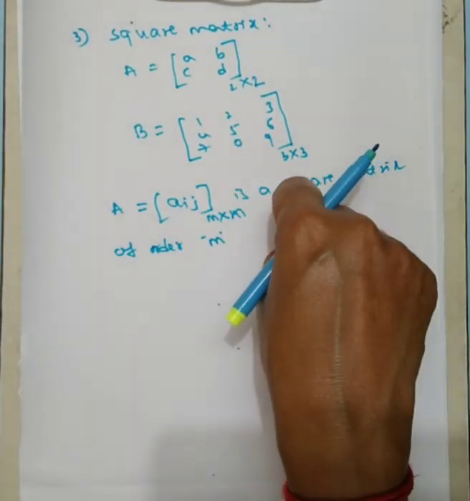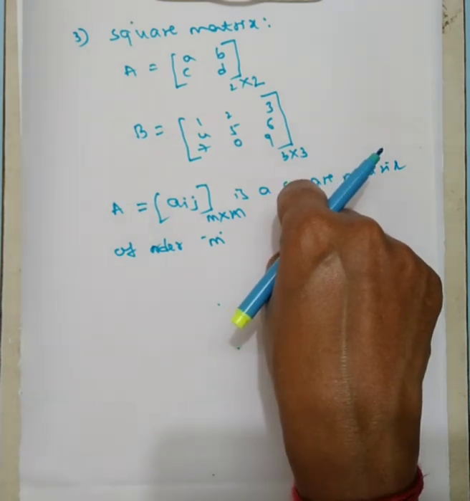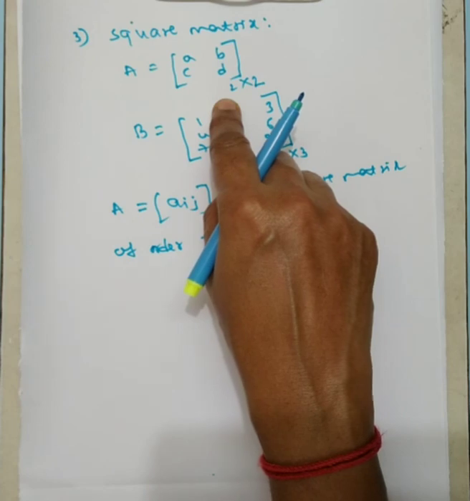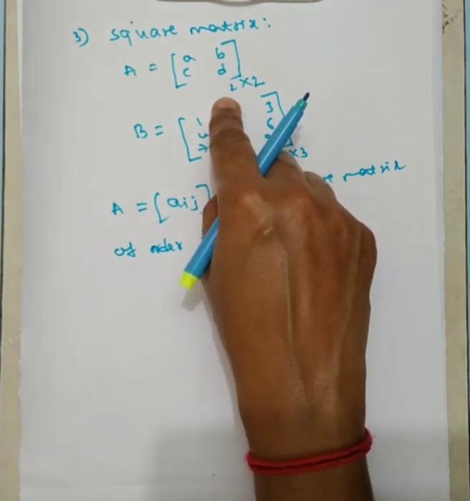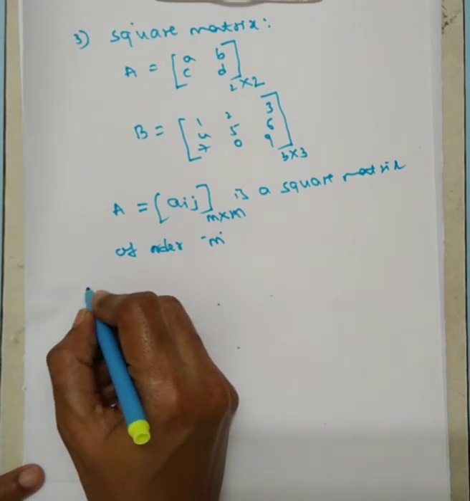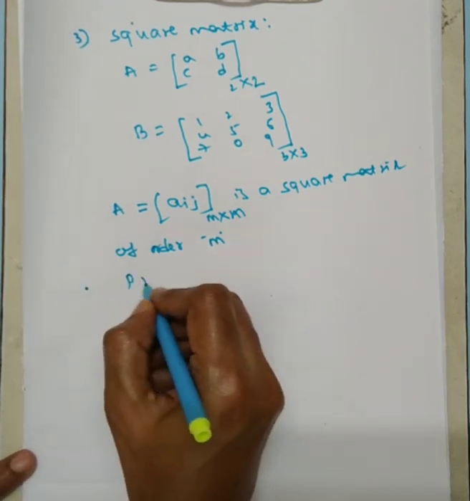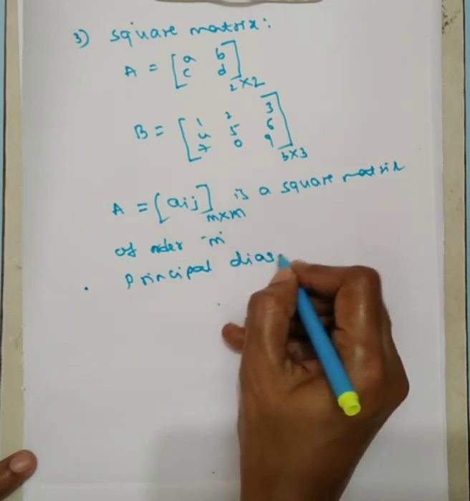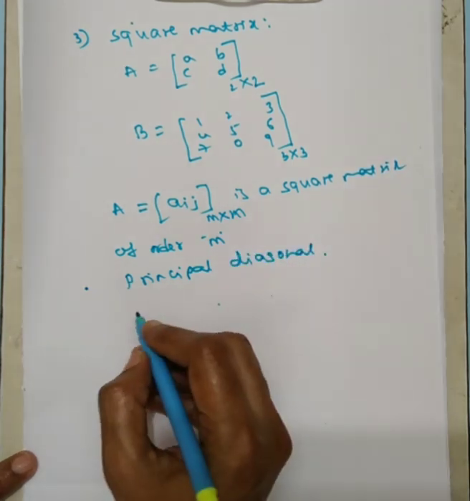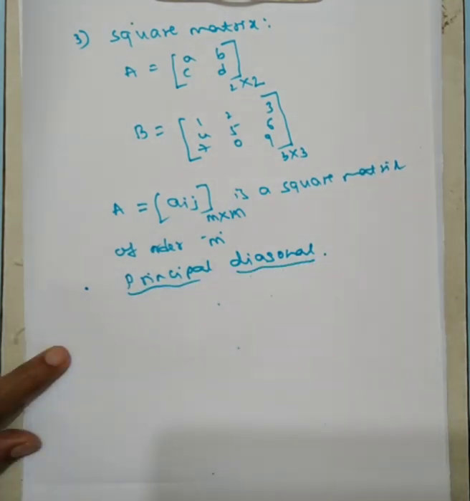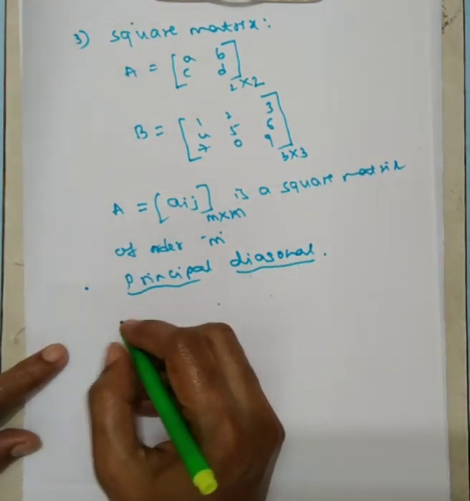Okay, so now we have learned square matrix, column matrix, and row matrix. Now we have learned 3 types of matrices. Now next one, in this square matrix, let us see what is principal diagonal. The principal diagonal exists only in a square matrix.